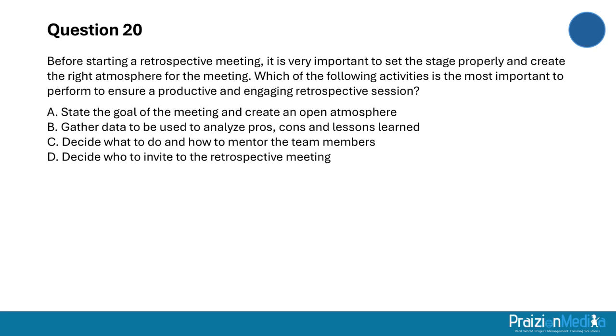Let's go to question 20. Before starting a retrospective meeting, it is very important to set the stage properly and create the right atmosphere for the meeting. Which of the following activities is the most important to perform to ensure a productive and engaging retrospective session? Is it A, state the goal of the meeting and create an open atmosphere?